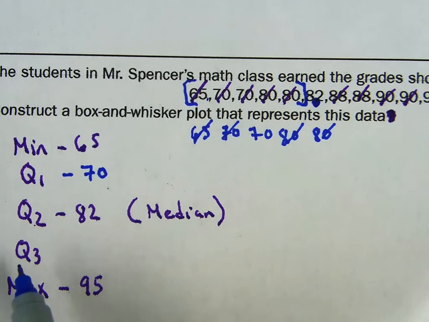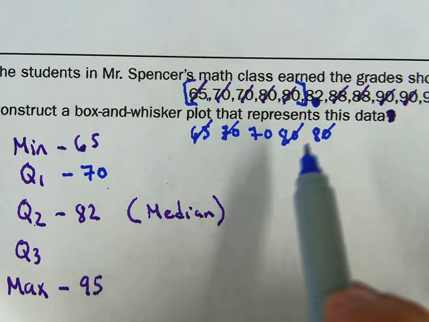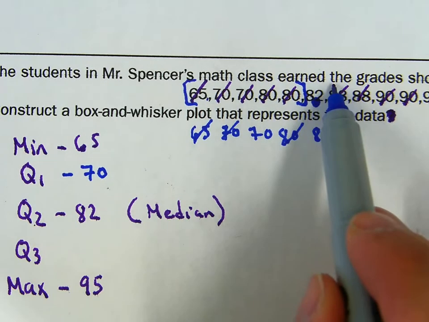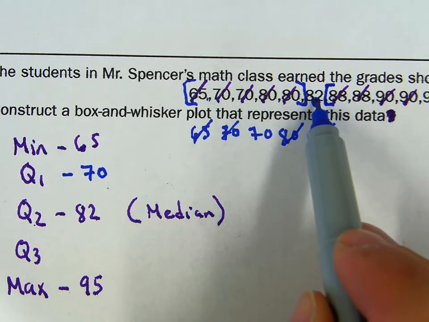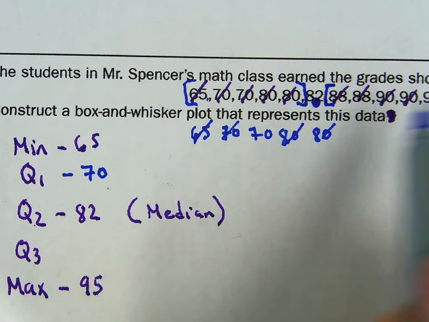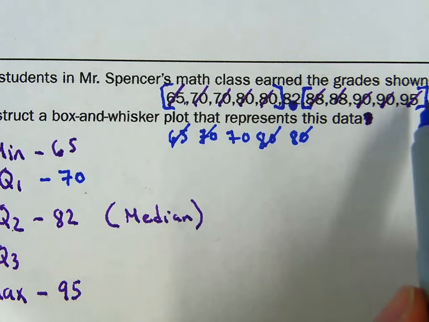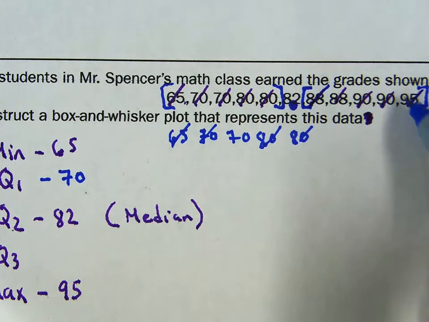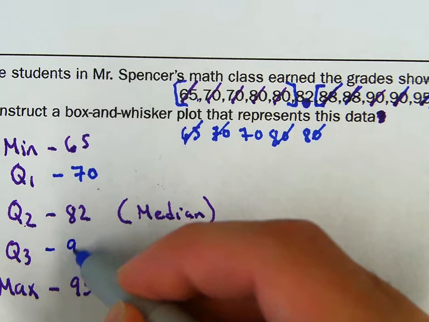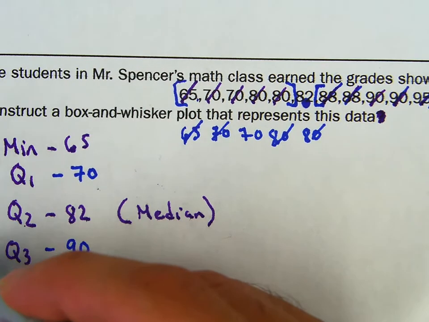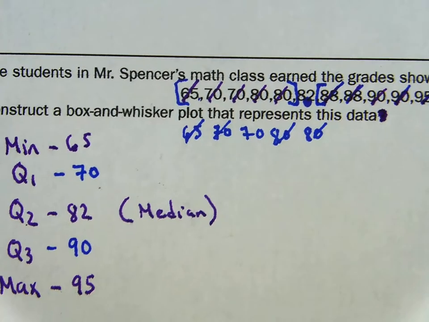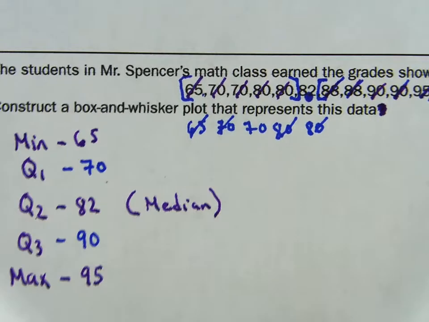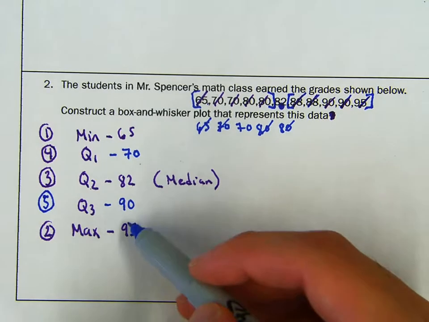How do you find Q3? Pause the video. How do you find Q3? You find the median between Q2 and the max. I'm finding the median between these numbers. And if I were to play my favorite game, cancel, cancel, cancel, cancel, what am I left with? 90. That should be the fifth thing you do. And Q3 is my median between these two numbers.